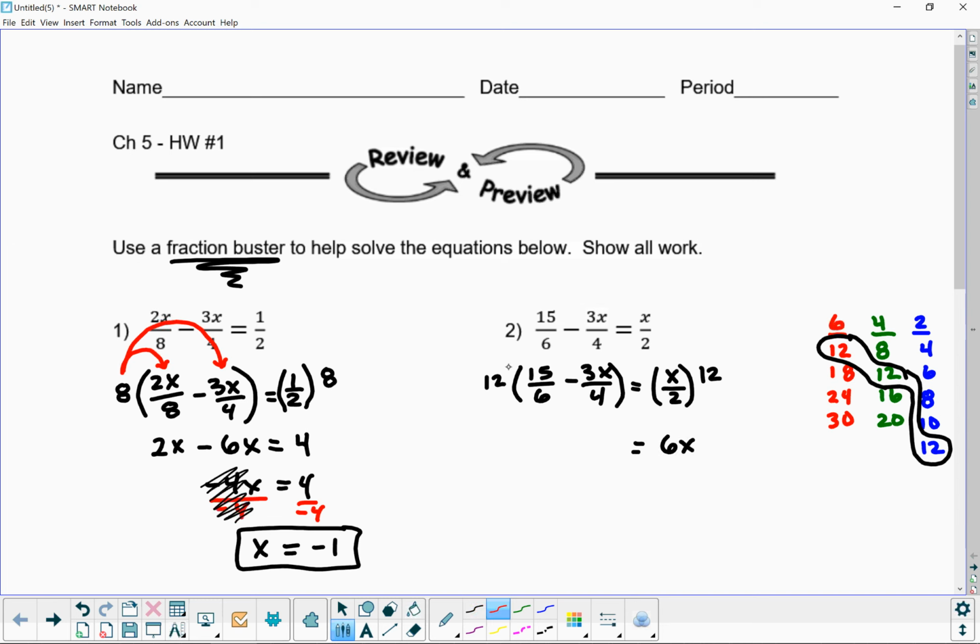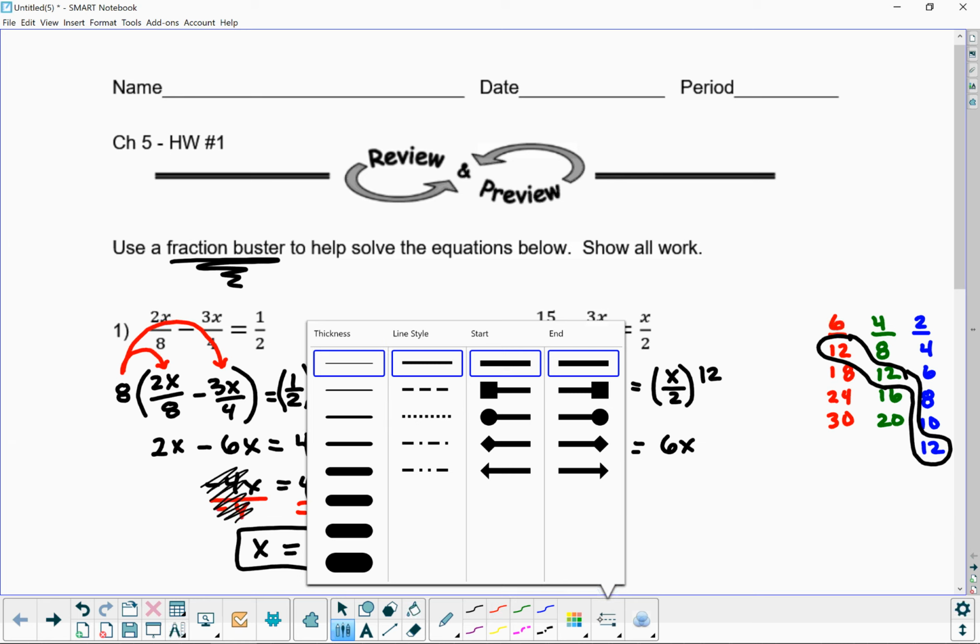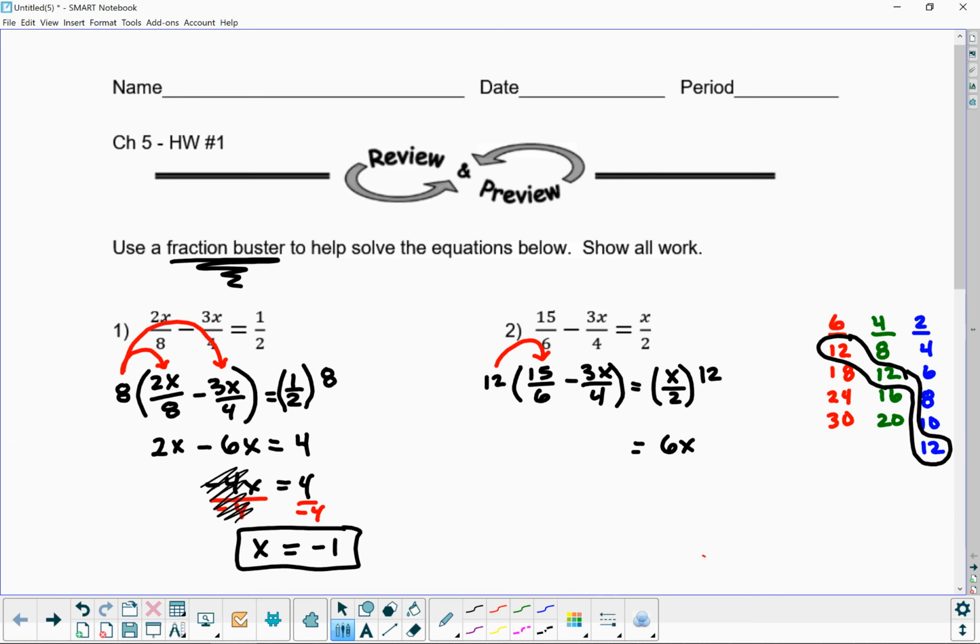Okay, on the left-hand side, it's going to be 12 times 15, 6. You notice that 12 and 15 is really big. So one thing you can do if you want is you can simplify the 12 and the 6. So you can say 12 divides into 6 2 times. And then now what I need to do is multiply 2 times 15. And that gets me 30. Okay. And also, you're going to take that 12 and multiply into the 3x over 4.